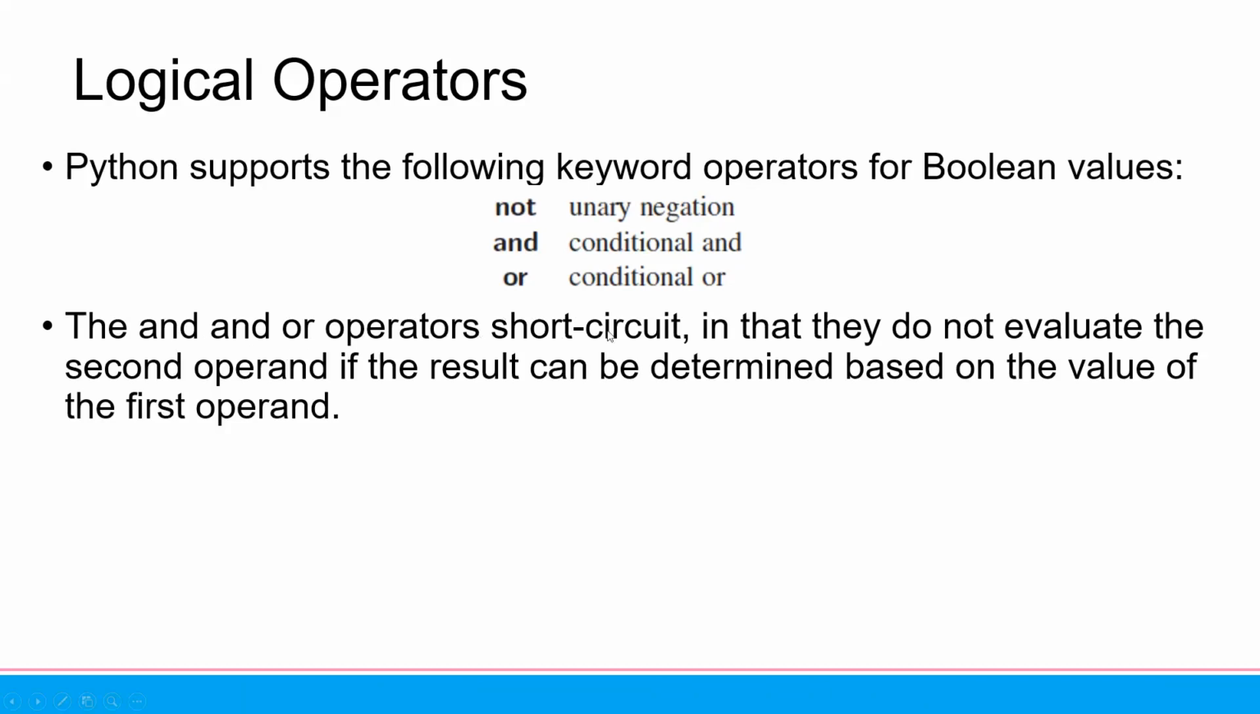The and and or operators short circuit in that they do not evaluate the second operand if the result can be determined based on the value of the first operand.